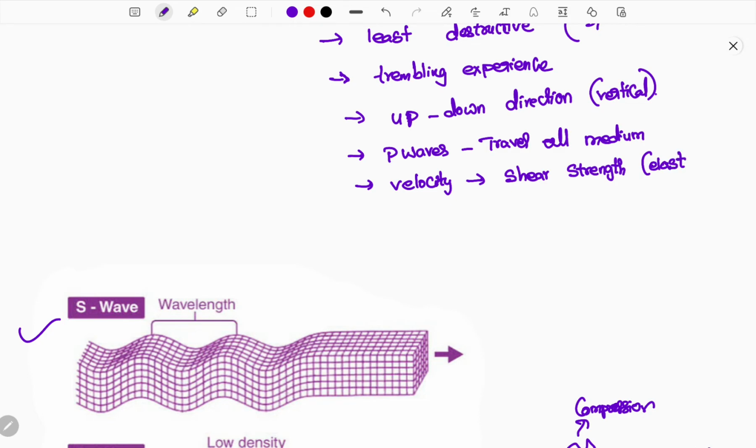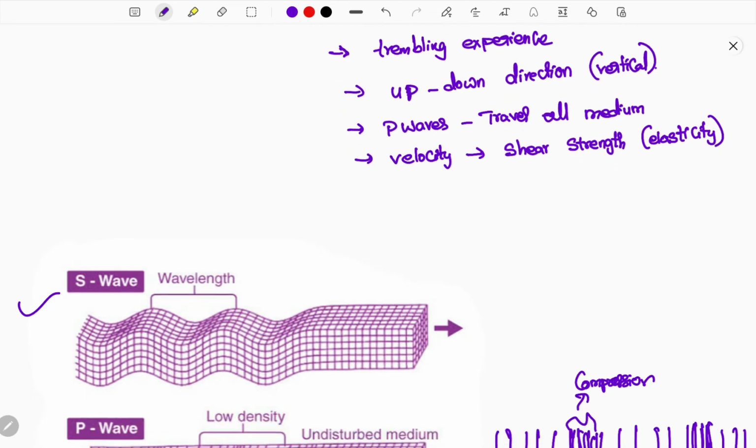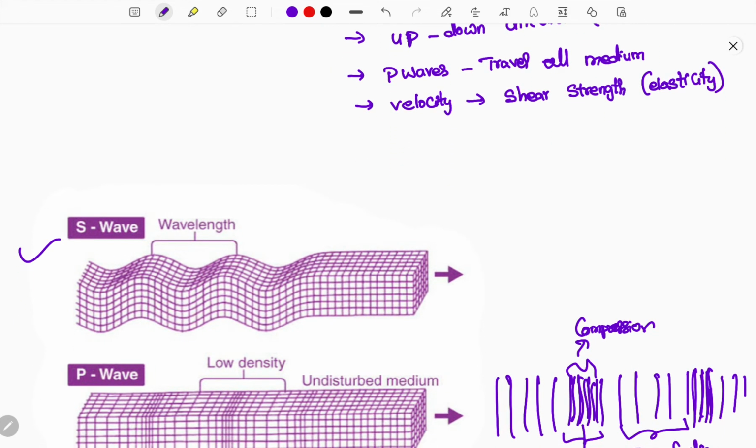Shear strength means the elasticity of the medium. So the velocity is dependent on the elasticity of the medium it travels through. We need to understand how it travels in different mediums. P waves have a different speed or velocity in different mediums. Let me explain it clearly.